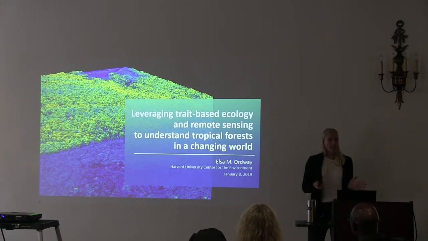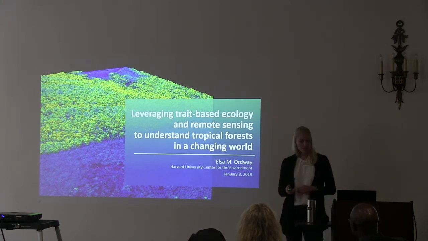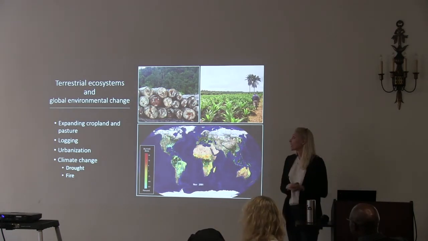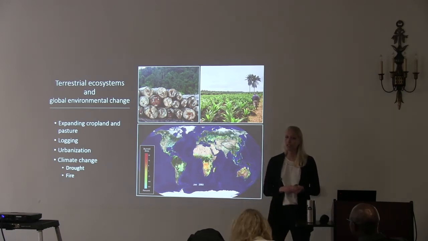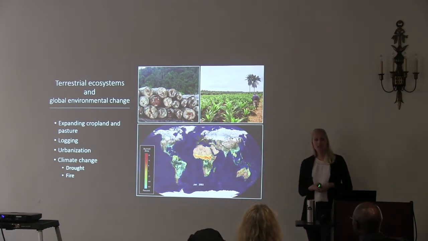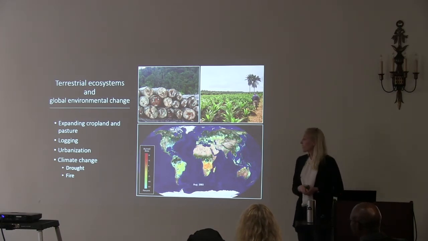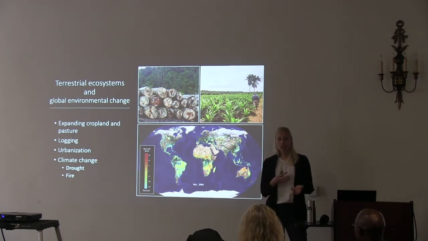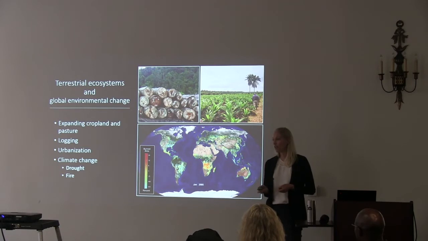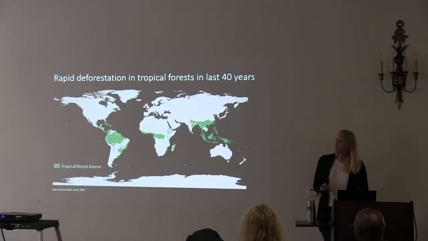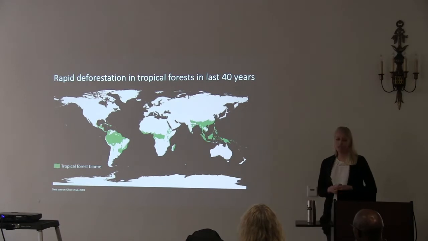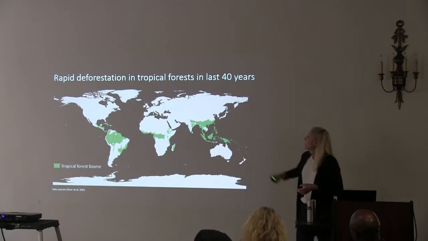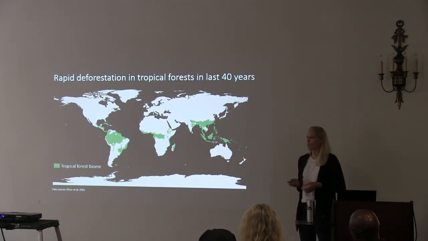But before I dive in, I want to go into some background and motivation for my research. As I know many of you are aware, terrestrial ecosystems are increasingly under a huge amount of global environmental change pressures, in the form of cropland and pasture land expansion, logging and urbanization. Things like drought and fires, which are important aspects of a lot of ecosystems, are changing and increasing in severity and frequency with climate change. In particular, the tropics have been under a huge amount of pressure, largely in the form of deforestation. What you're seeing here is the tropical forest biome in green, and just in the last several decades, there's been increasing pressure from deforestation.